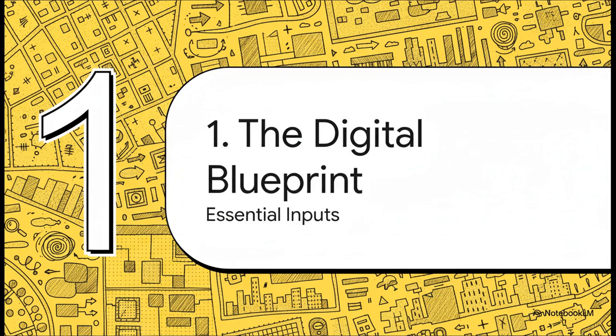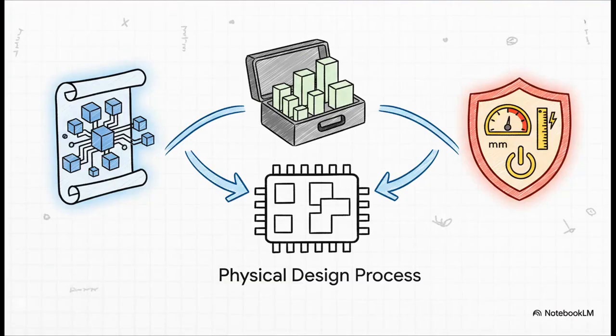Okay, so just like any good architect, you don't just start digging. You need plans, you need rules, you need to know what you're building. And in chip design, it's no different. Everything kicks off with a few key digital inputs. Think of it like this. Every project starts with 3 essential documents. First step, you've got the net list. This is basically the city census. It's a complete list of every single building and a map of all the roads that connect them.